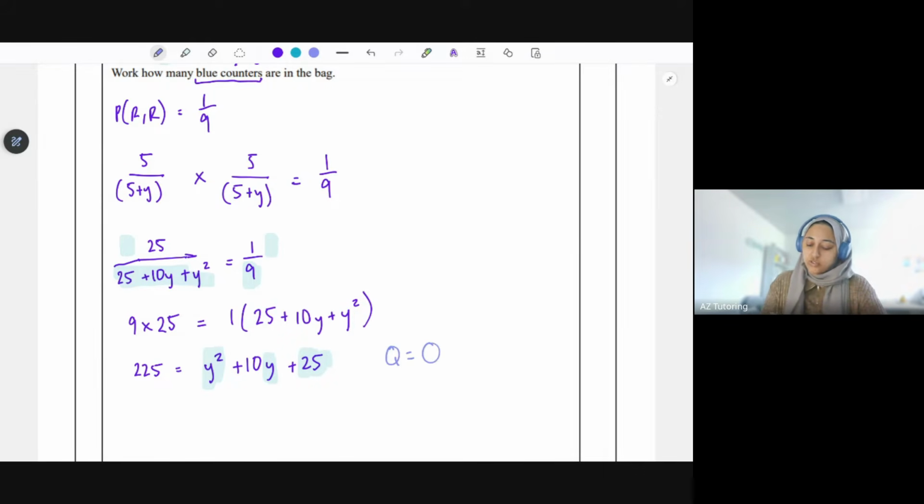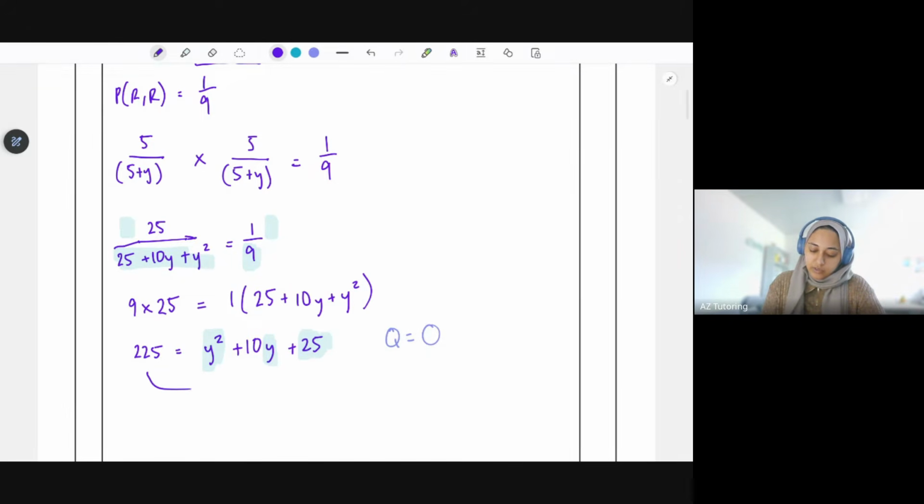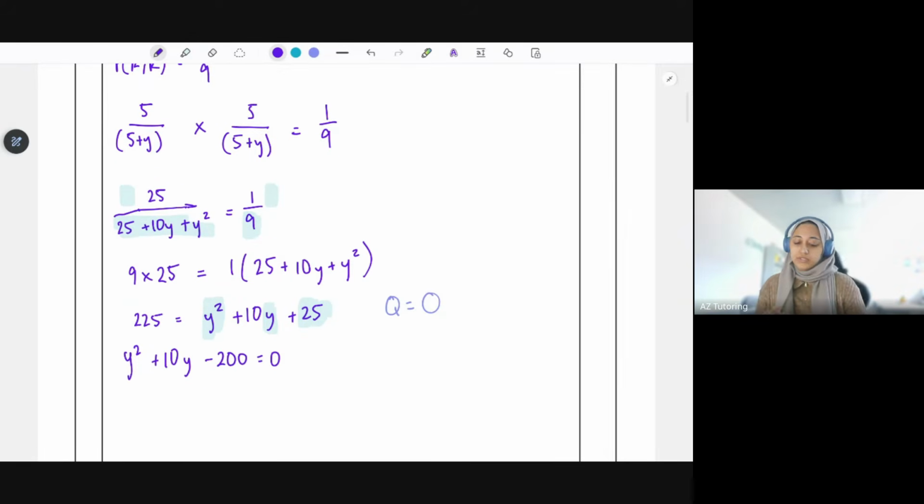And whenever we've got a quadratic, we must always make it equal to 0 to solve it. So I'm going to bring everything over to the right-hand side, just at 225. So I end up getting y squared plus 10y, and then 25 minus 225 is just minus 200. That equals 0. So this is what we're solving.